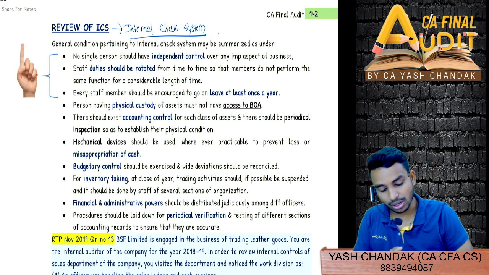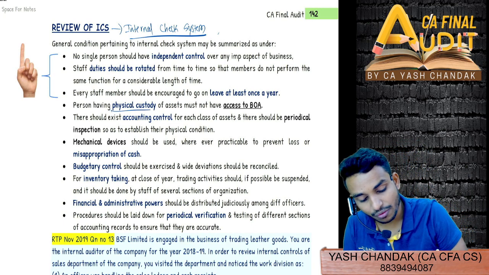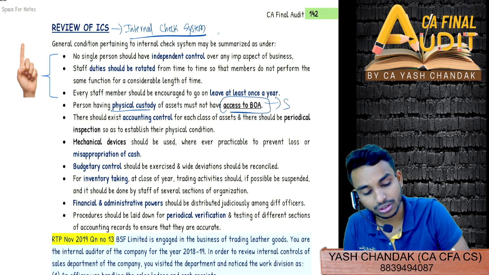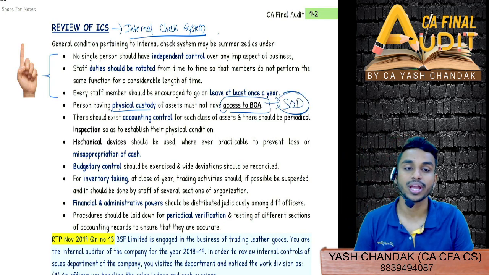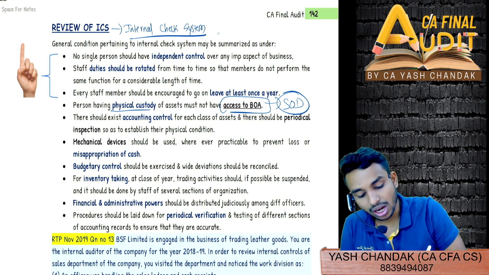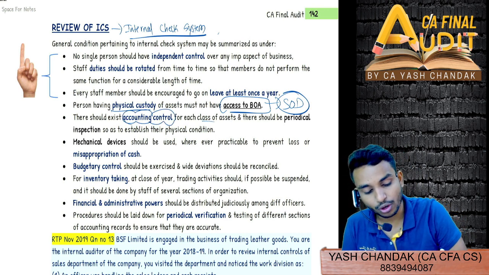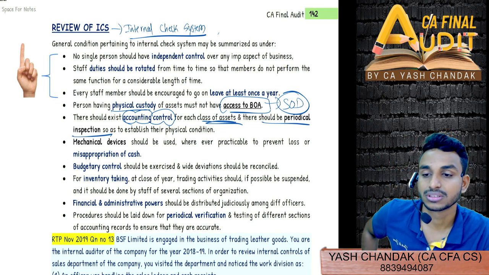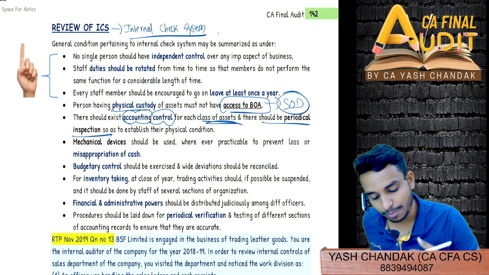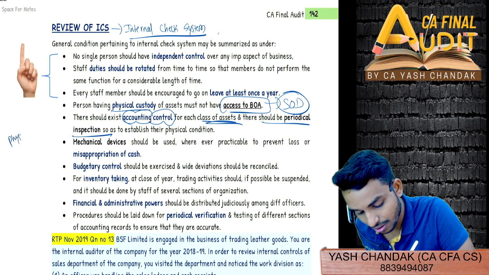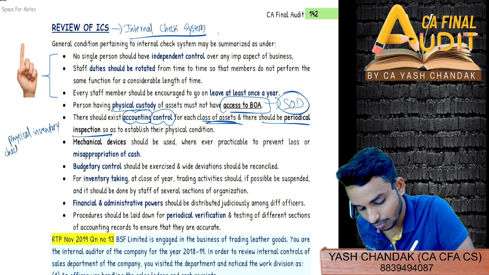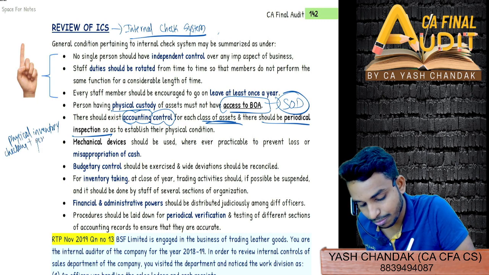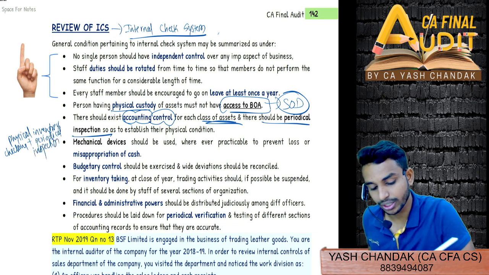Then definitely there also comes SOD. Physical custody of asset must not have access to the books of account. That is what? Segregation of duty. Yes or no, everyone? Then accounting control should also exist for each class of asset and periodical inspection so as to establish their physical condition. So periodical inspection, I can say physical inventory checking plus periodical inspection, right? This is one point.